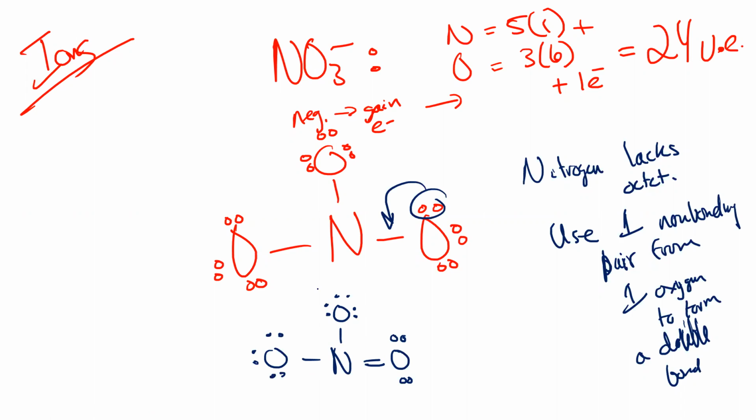Okay. Remember how we use brackets around ions of metals? We still do that here. Brackets around, and then the charge of the ion, -1.